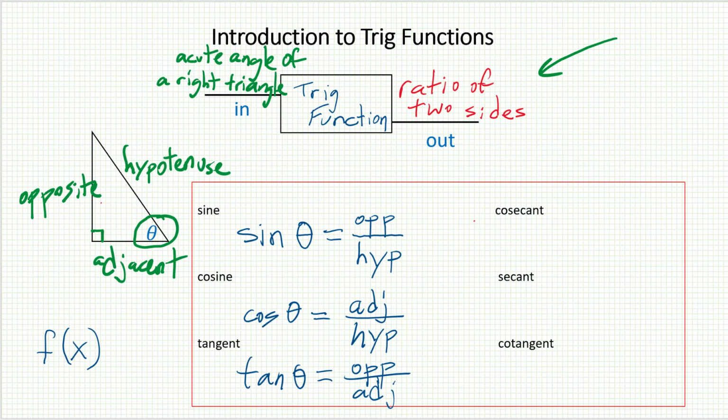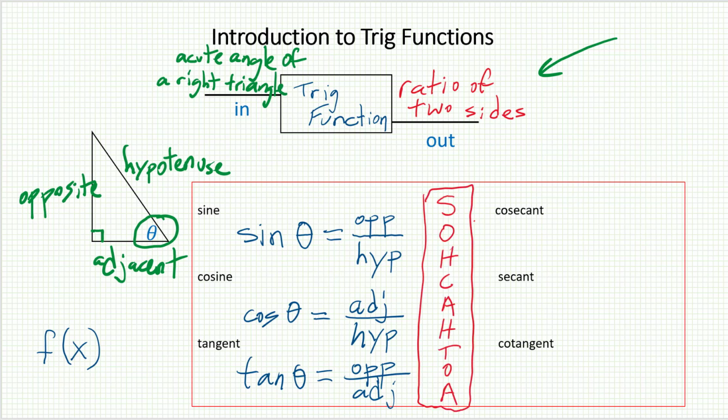There is a made-up word that people use to help remember these definitions. The word is SOHCAHTOA, and it stands for sine is opposite over hypotenuse, SOH. Cosine is adjacent over hypotenuse, CAH. And tangent is opposite over adjacent. And so you can use SOHCAHTOA to help you learn those definitions.